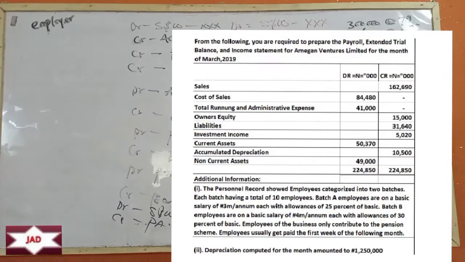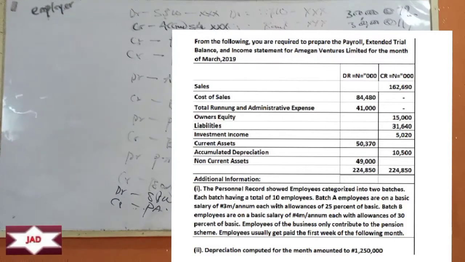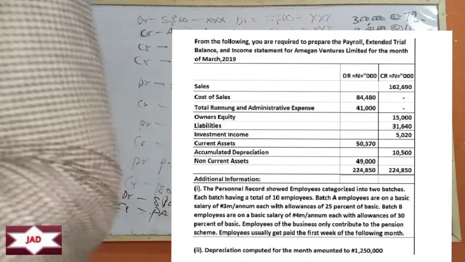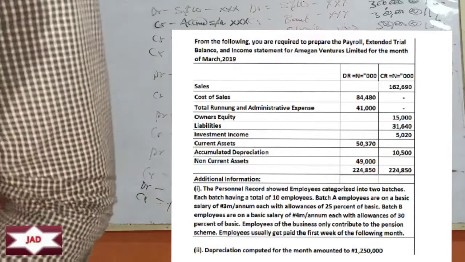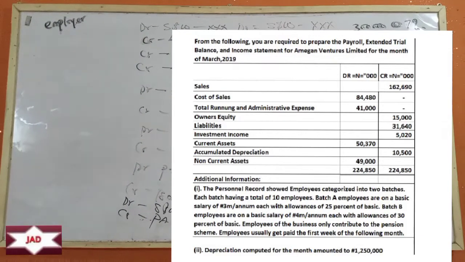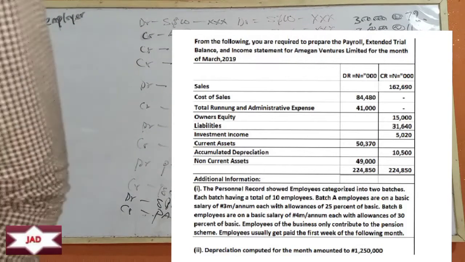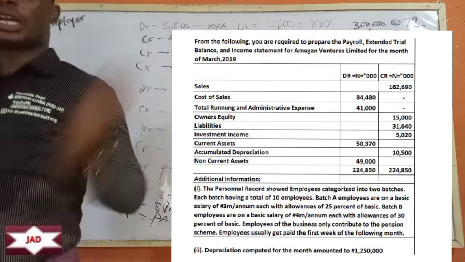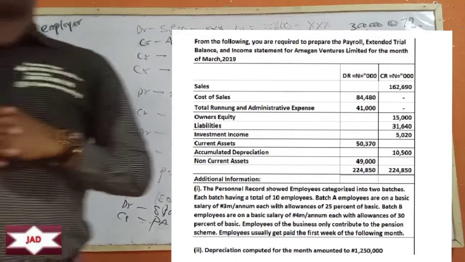They say the personnel record showed employees categorized into two batches, each batch having a total of 10 employees. So we have batch A, employees are on a basic salary of 3 million naira per annum, each with allowance of 25% of basic. Batch B, employees are on basic salaries of 4 million naira per annum, each with allowance of 30% of basic. Then employees of the business only contribute to the pension scheme. Employees usually get paid the first week of the following month. Depreciation computed for the month amounted to 1,250,000.